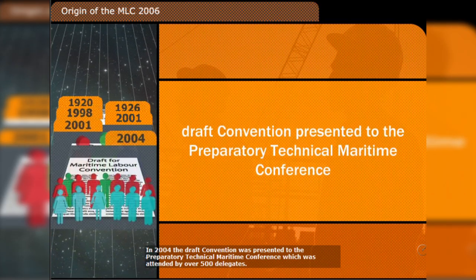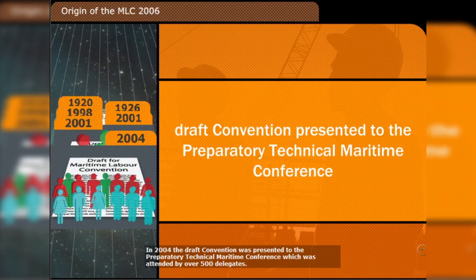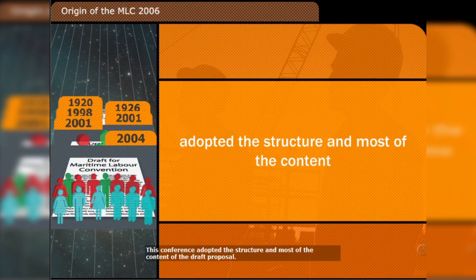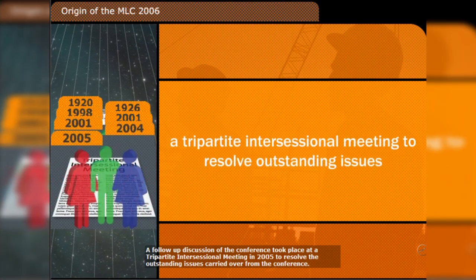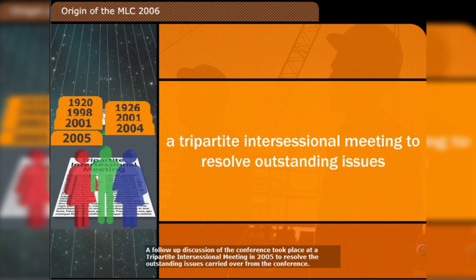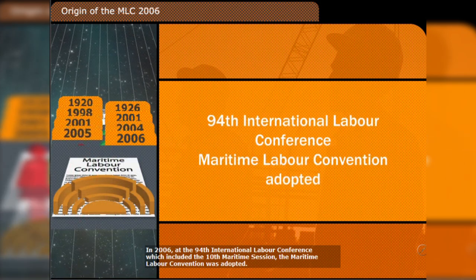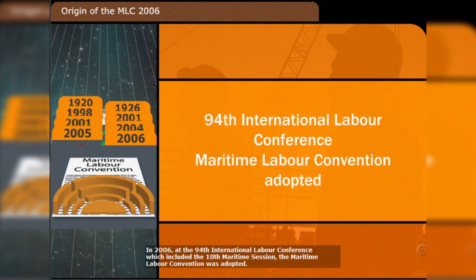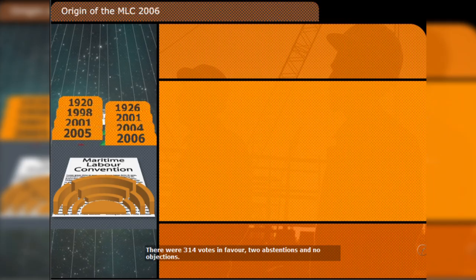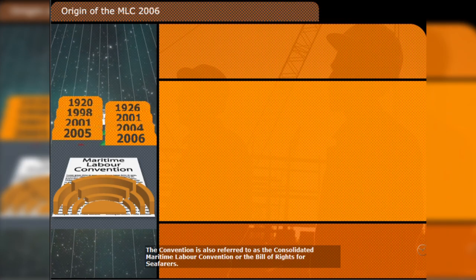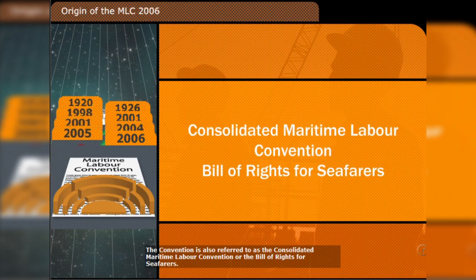In 2004, the draft convention was presented to the Preparatory Technical Maritime Conference, which was attended by over 500 delegates. This conference adopted the structure and most of the content of the draft proposal. A follow-up discussion of the conference took place at a tripartite intersessional meeting in 2005 to resolve the outstanding issues carried over from the conference. In 2006, at the 94th International Labour Conference, which included the 10th Maritime Session, the Maritime Labour Convention was adopted. There were 314 votes in favour, 2 abstentions, and no objections. The convention is also referred to as the Consolidated Maritime Labour Convention, or the Bill of Rights for Seafarers.